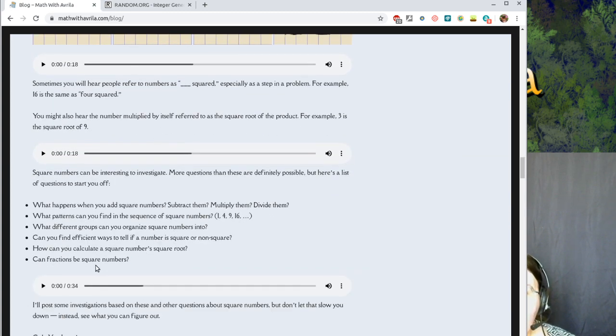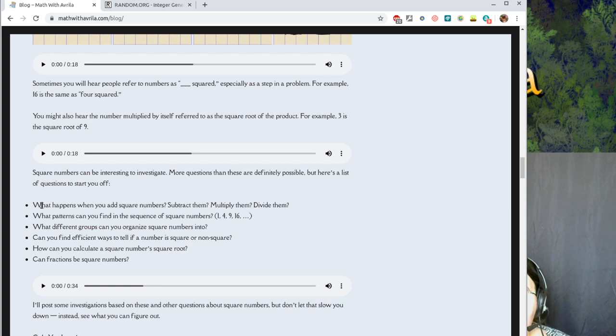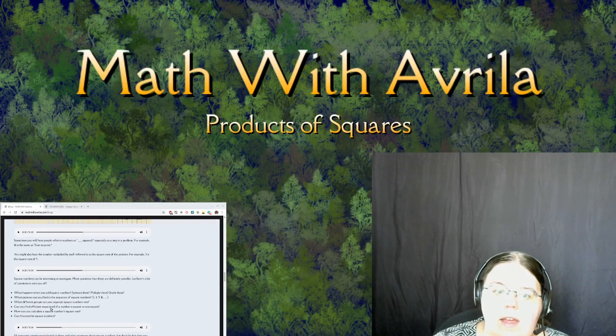I posted some starter questions, and I'm definitely not going to answer all of these questions today, but I had one in particular I wanted to look at. So, what happens when you, in particular, multiply a pair of square numbers? That's going to be maybe one of the easier ones to investigate, pretty straightforward, but it can definitely still be interesting, and it shows some ideas about how we investigate things to do with numbers. So let's take a look at how we will investigate this topic.